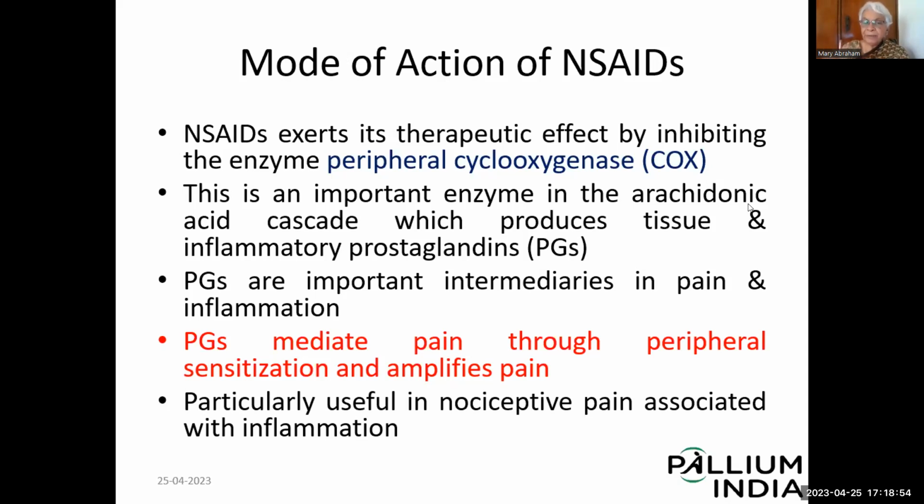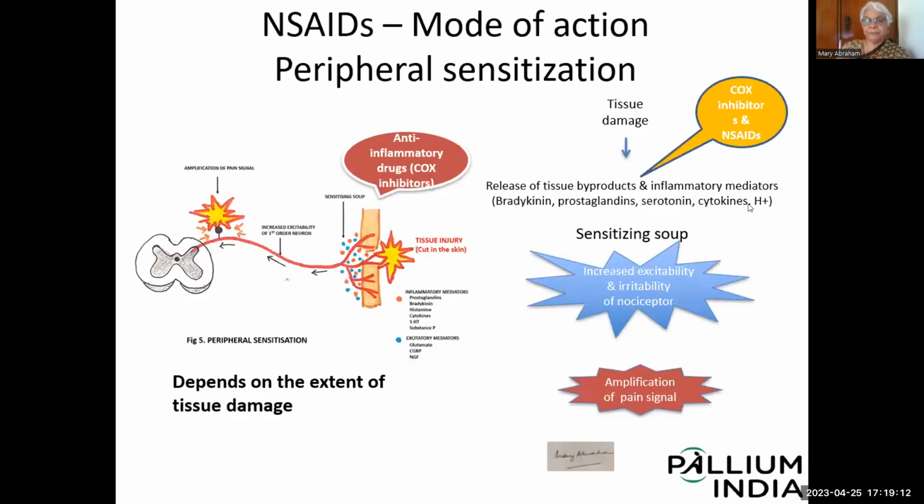So when there's tissue damage at the peripheral nerve ending, these inflammatory substances are released by the tissue, and it causes a sensitization of the peripheral nerve endings. And that is what happens with inflammation. If you look at this, this is a tissue damage that has occurred. Now, there is release of all these substances. These are the inflammatory mediators. They form what is called a sensitizing soup around the peripheral nerve ending, which is a nociceptor. And it increases the excitability and irritability of the nociceptor, and it amplifies the pain.